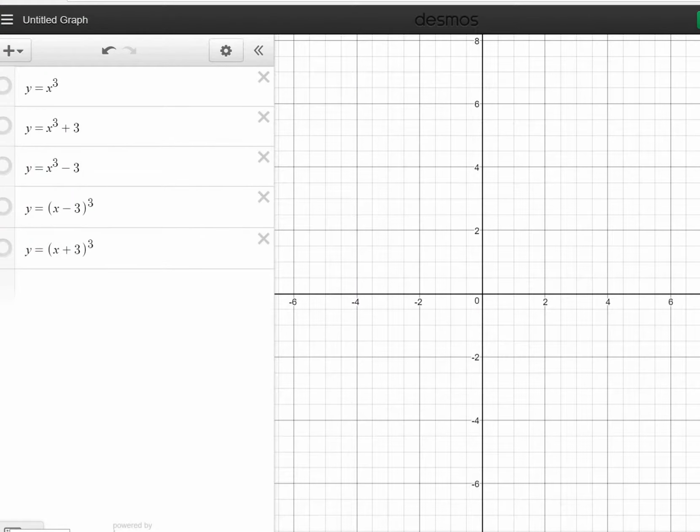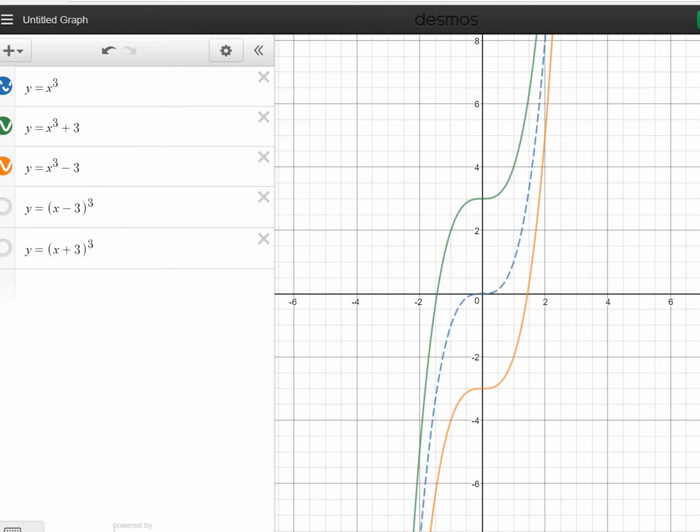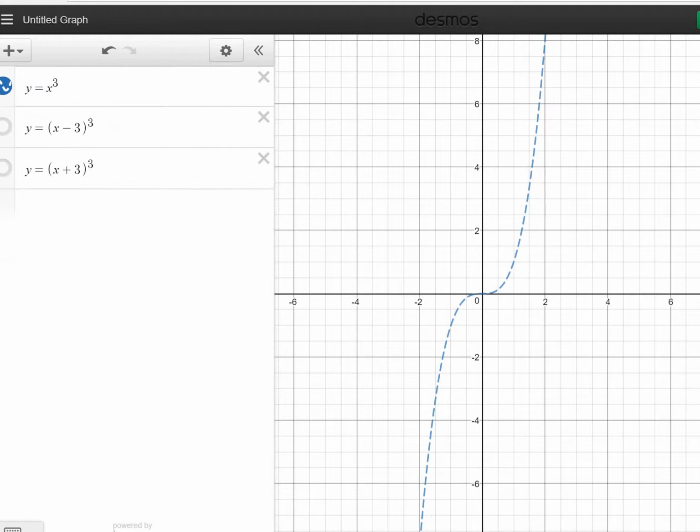For these examples, we're going to use the cubic y equals x cubed. So here is our standard cubic. Now, if we move it up by 3 places, this is adding 3 after the x cubed, like so. And if we want to move it down by 3 places, we would subtract 3, like that orange curve here. But the focus of this lesson is to look at what happens when we move it side to side.